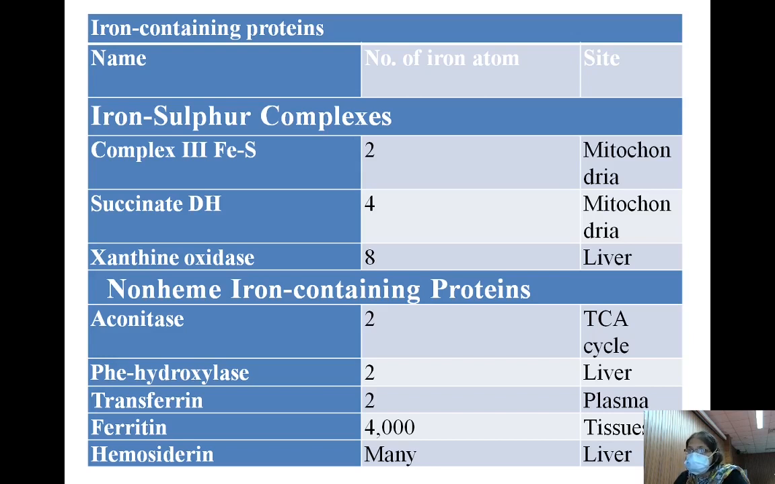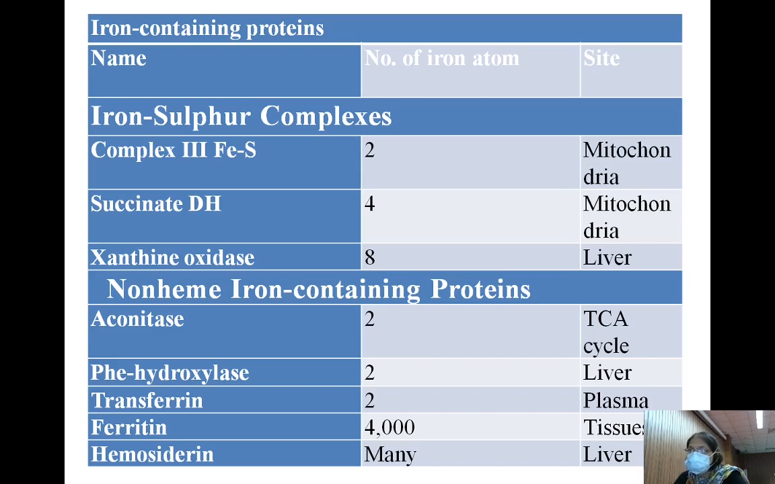Succinate dehydrogenase is also known as complex 2 in the ETC. Number of iron atoms: 4. It is an important enzyme, complex 2 succinate dehydrogenase, in the mitochondrial ETC.